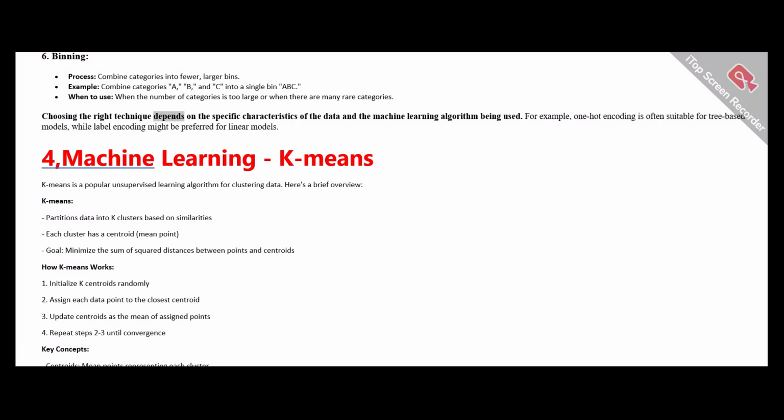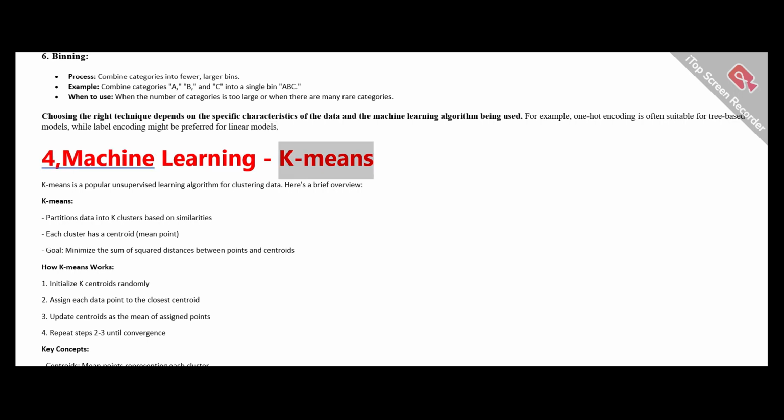Choosing the right technique depends on the specific characteristics of the data and the machine learning algorithm being used. For example, one-hot encoding is often suitable for tree-based models, while label encoding might be preferred for linear models.